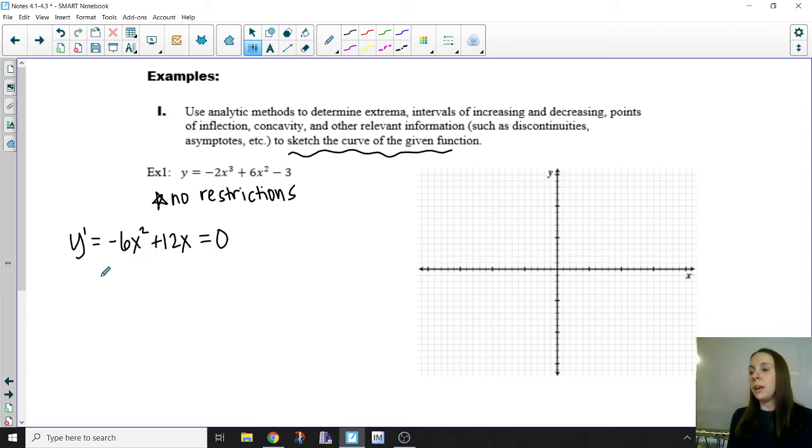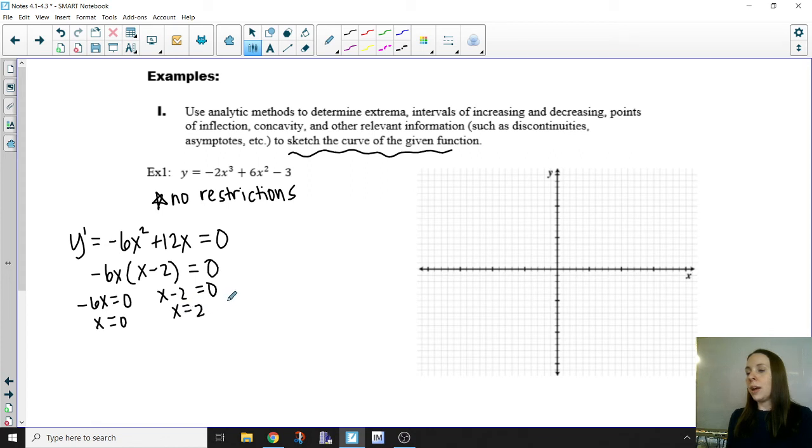How are we going to solve this? Let's take out a negative 6x common factor, and what we have left is x minus 2, right? Setting each of those factors equal to 0, we get x equals 0 and x equals 2 are our critical points.